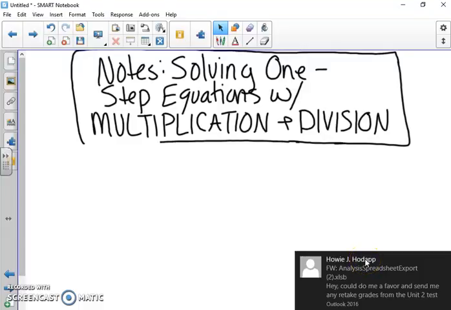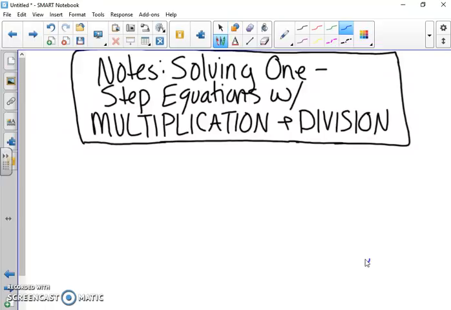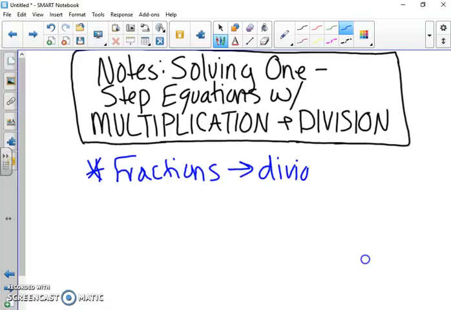All right. So now we're going to solve with multiplication and division, guys. Remember, multiplication and division are best friends, so they undo each other. The thing here to remember is that fraction or fractions is just a fancy way of dividing. So 1/2 is just 1 divided by 2.